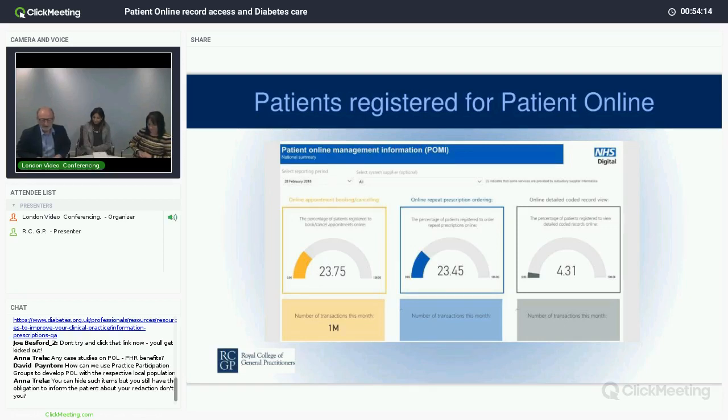How can we use practice participation groups to develop Patient Online with the respective local population? Well, I've certainly got experience of doing that myself. It worked very much like using the participation groups in other areas of developing the practice. In fact, it often comes the other way around, and the practice participation group will say, we can help you with this. This is good. We'd like to do something in this area. And I'm sure we've all had experience of how participation groups work.